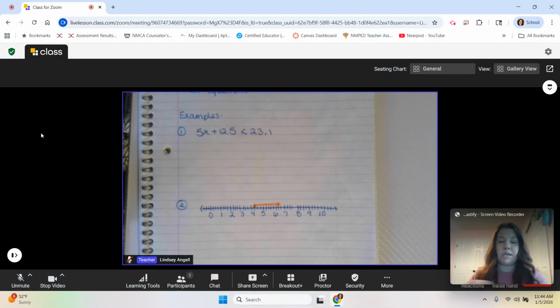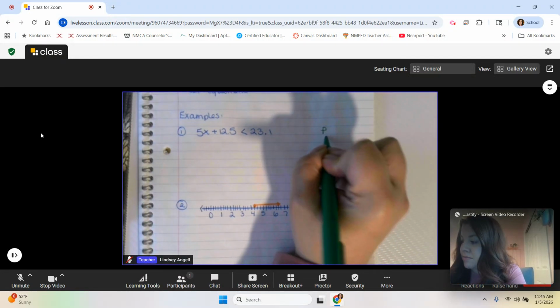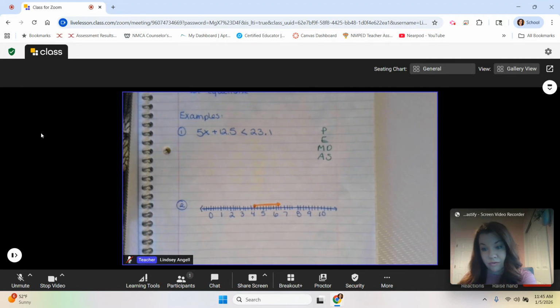The first one is 5x plus 12.5 is less than 23.1. Okay, so just treat this like an equation. First, you're going to get rid of either addition or subtraction, right? And if you even want to think about PEMDAS, right? We're working backwards from PEMDAS when we're solving for a variable.